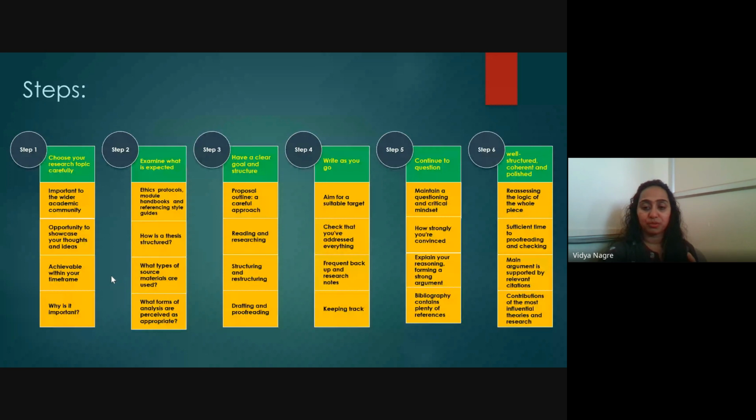Bibliography contains plenty of references. That's why, as you go, start writing the bibliography from day one itself. Create a separate page on which you write the references of all the resources you are reading. It is possible that some of the information you will never use. You are just reading for the sake of reading. But it is okay. In the bibliography, you can keep it added.